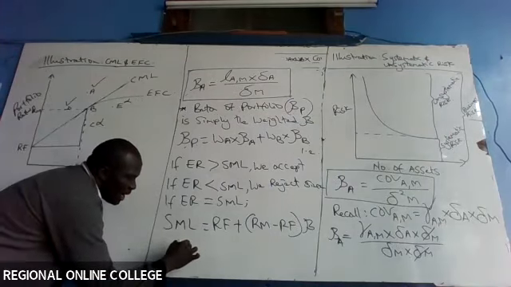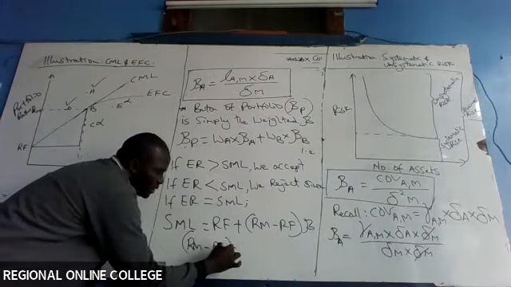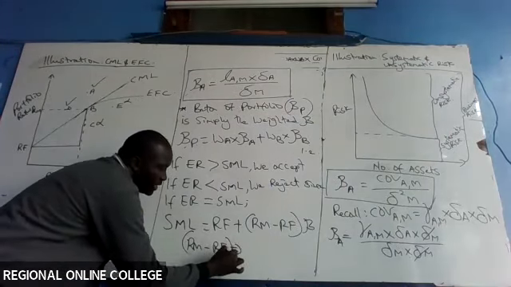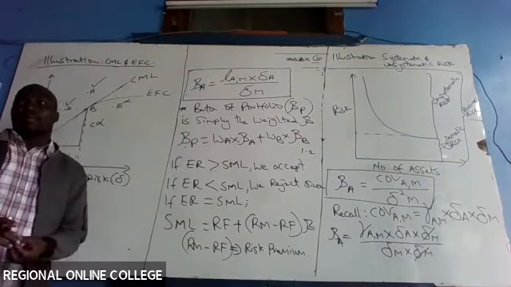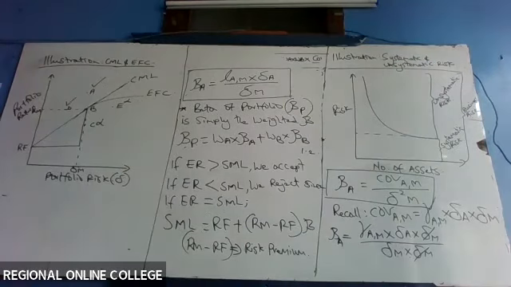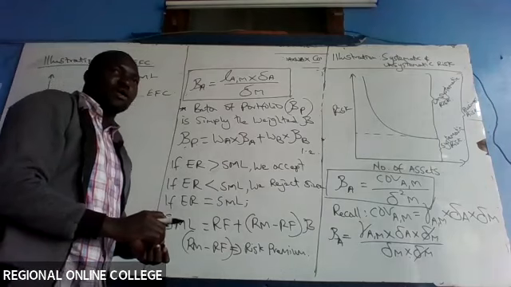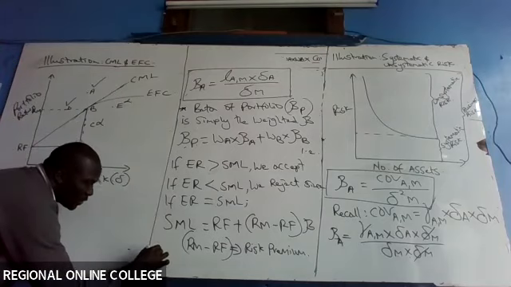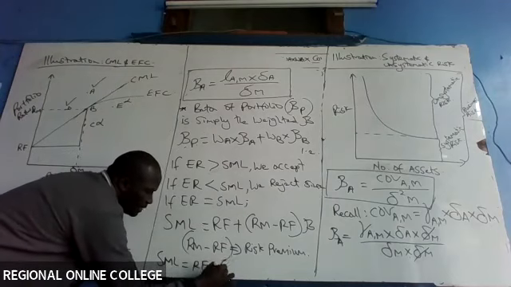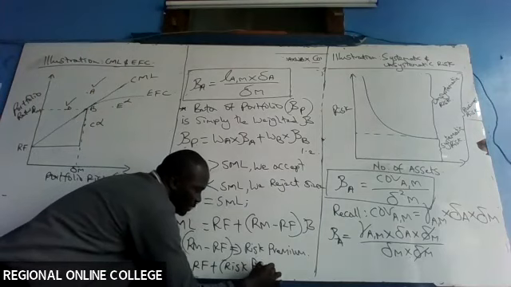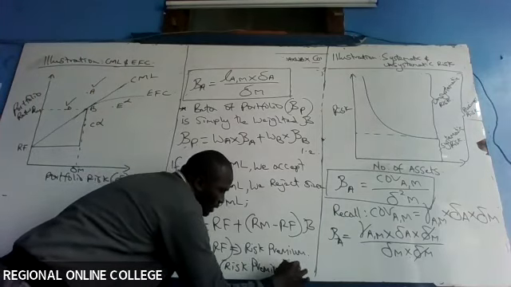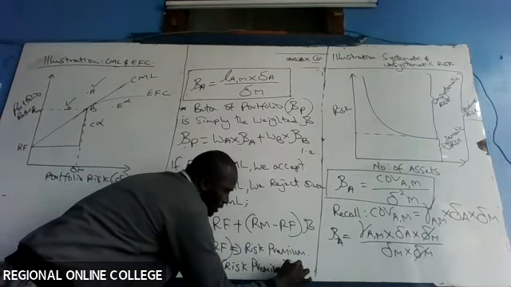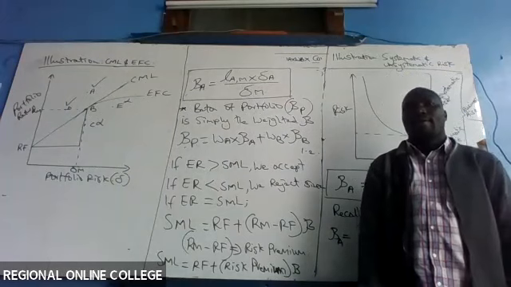And remember, RM minus RF is what? Unajina tulipeana, inaitwa nini? Risk premium. Sometimes examiners are human, not robots. Anaweza kupea risk premium badala ya kupa RM. So we can also get our SML by taking the RF plus the risk premium, and the risk premium we multiply by the beta. And you remember how to calculate beta? We'll confirm.